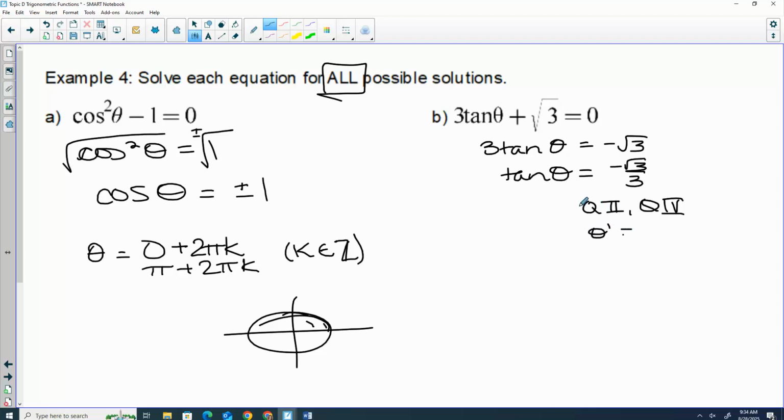When is tangent radical 3 over 3? So think about our hand trick. Tangent of 0 would be 0. Tangent of 30, radical 1 over radical 3, which is radical 3 over 3. So it's 30 degrees or pi over 6. So pi over 6 in quadrant 2 and in quadrant 4.